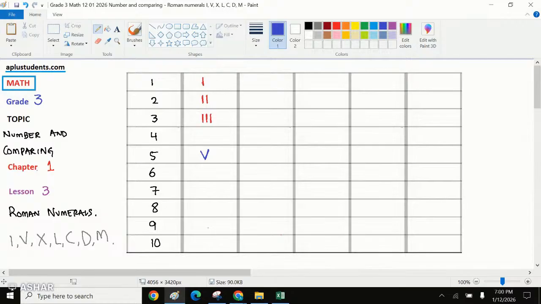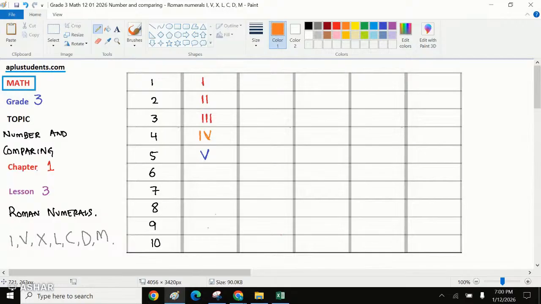For 4, we cannot write four ones. If 5 was V, then 4 should be one less. So anything written before the V is subtracted from the V. The value written before V gives IV. V was 5, so IV means 1 less than V.